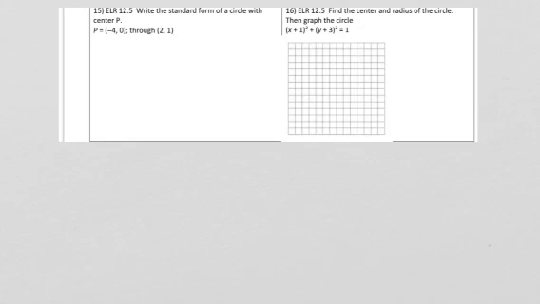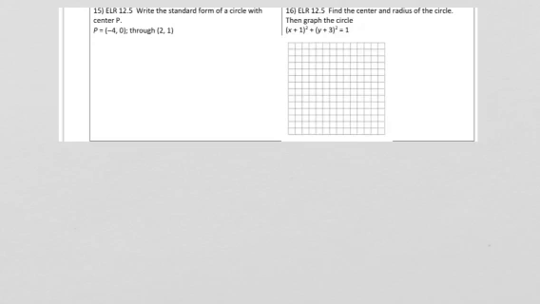Okay, on to what we did today in class, aka Thursday. So we have a circle with center P at -4, 0 through 2, 1. So we just have to find R. This is what I was yelling about all day today when we were trying to figure this out.